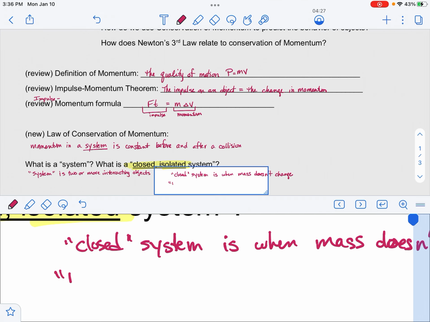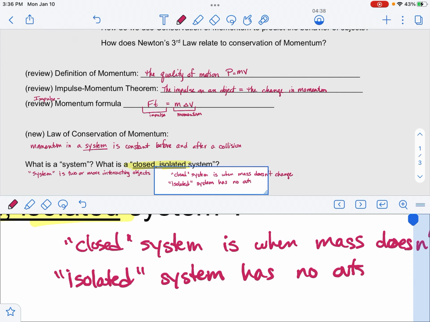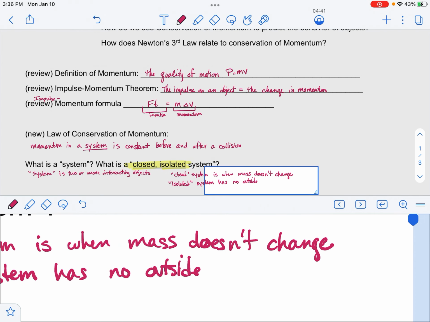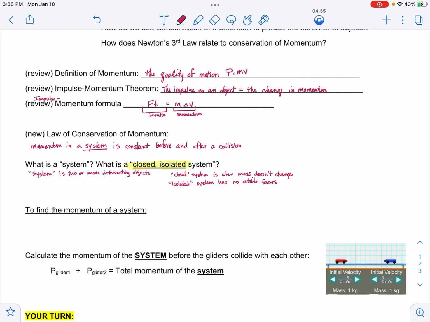And an isolated system is one in which there's no outside forces. So what does that mean? Well, if there are no outside forces, then we're just worried about what happens when the two carts hit each other, and there's not going to be somebody dropping a rock in the middle of our problem or something. So there's no outside forces. Okay, so spend a second. Make sure you've got those terms set up. We've got a system, and our system has to be closed and isolated. And in that case, momentum is conserved. Okay, so all of those ideas have to go together in your head.